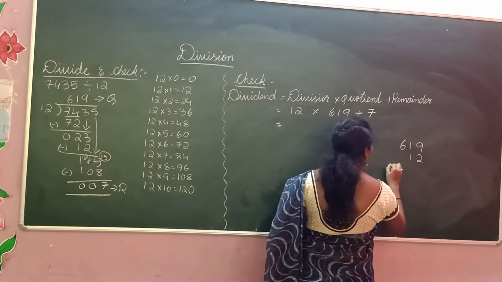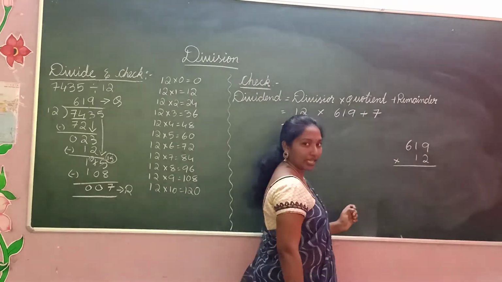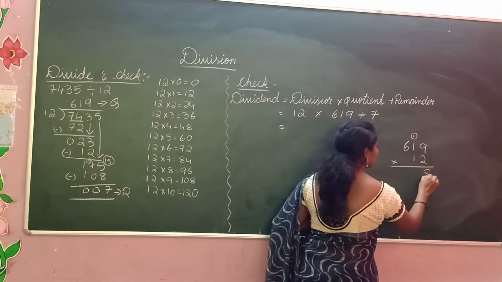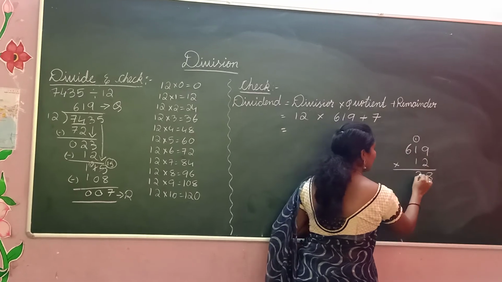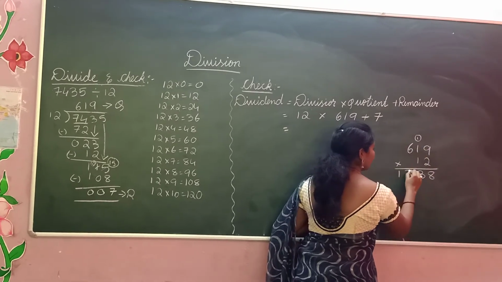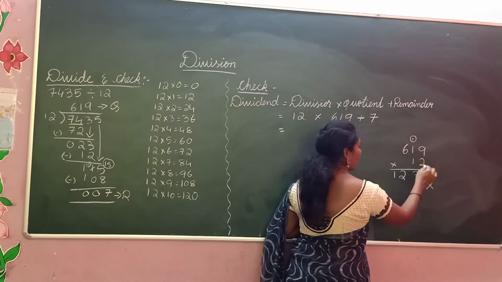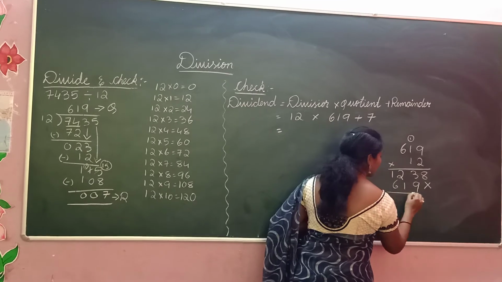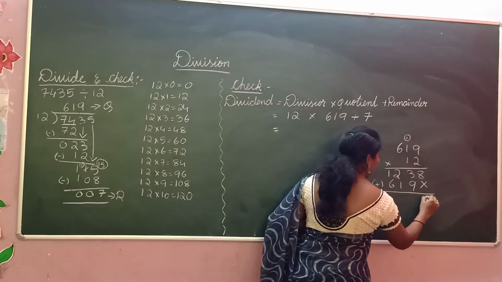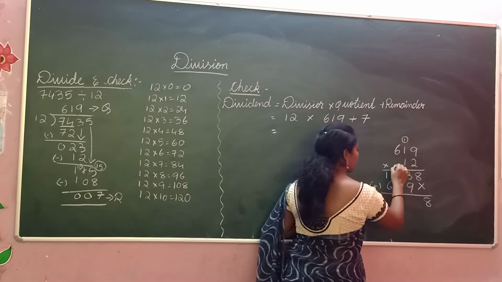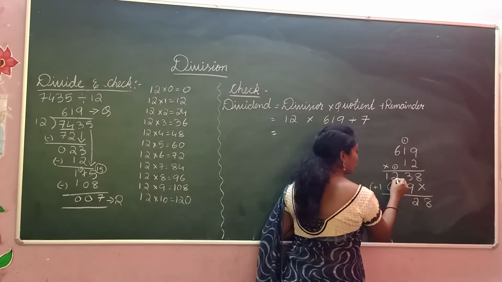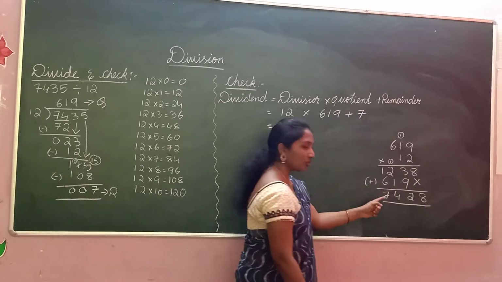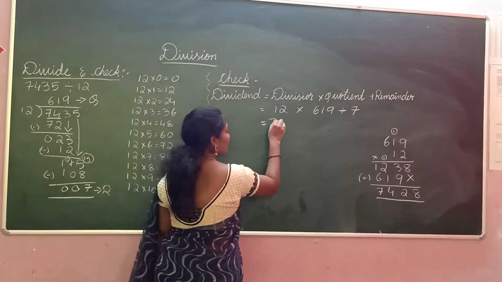619 into 12. Here do the multiplication. 2 9s are 18. 2 ones are 2, plus 1 is 3. 2 6s are 12. Put 0, then 1 9 is 9, 1 one is 1, 1 6 is 6. Now do the addition. 8, 9 plus 3 is 12, 2 plus 1 is 3, 3 plus 1 is 4, 6 plus 1 is 7. So 7428.